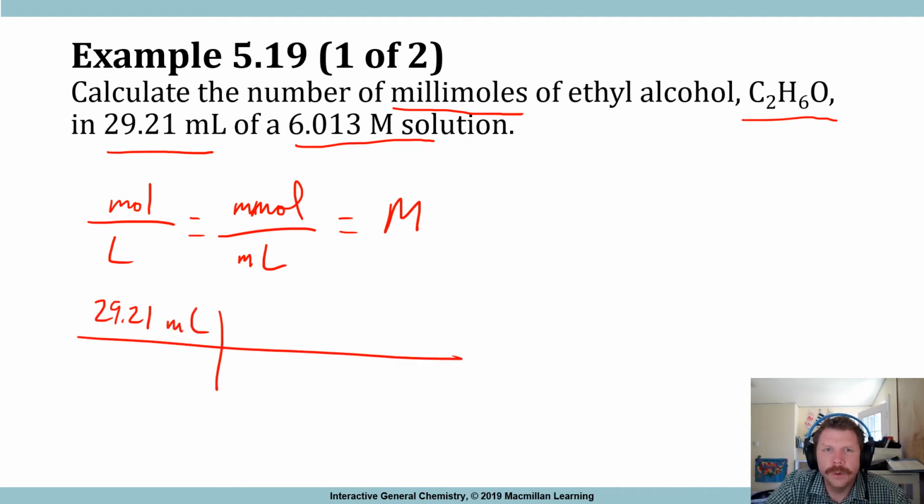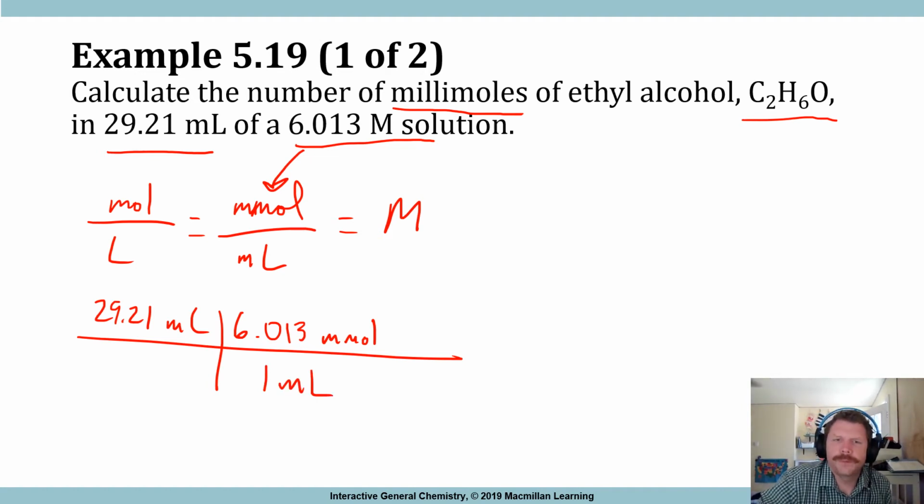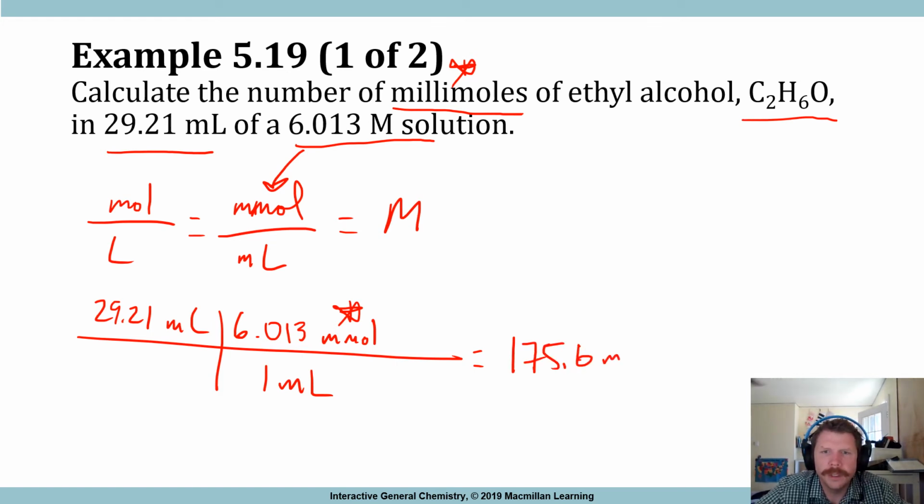Now I'm going to take my volume, 29.21 milliliters, and set up a dimensional analysis where I take the 6.013 and write 6.013 millimoles per 1 milliliter. I converted moles per liter into millimoles per milliliter without really having to do a conversion. Now I can multiply 29.21 by 6.013. My end units are millimoles, which is what the question asks for. So 29.21 times 6.013 is equal to 175.6 millimoles of C2H6O.